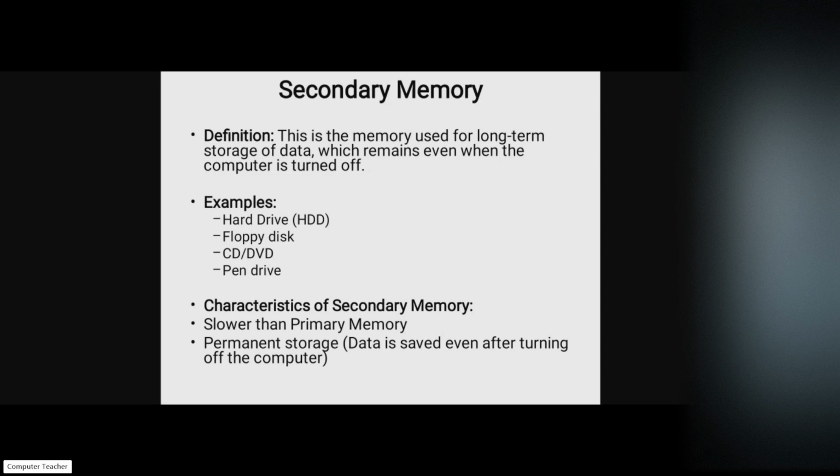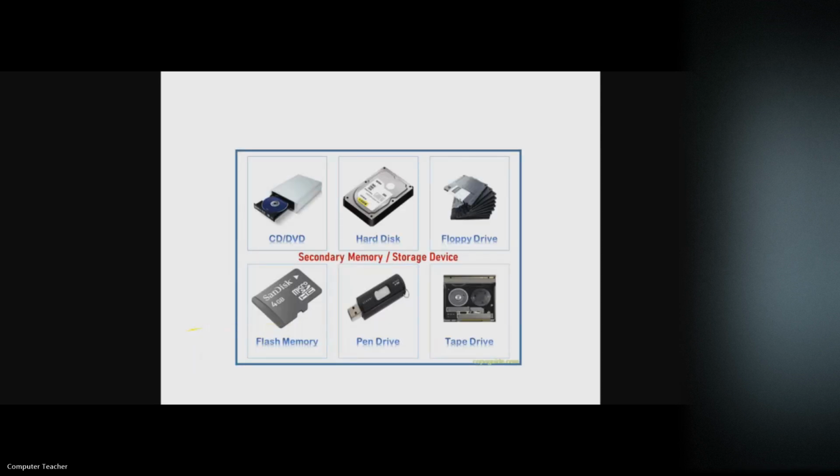The characteristics of secondary memory: it is slower than primary memory, and it is permanent storage. Okay, can we move on? Yes, ma'am. Fine. You may see the pictures over here. Secondary memory storage devices are here, like CD, hard disk, floppy disk, flash memory, pen drive, tape drive. You can see all these pictures and identify them. Shall I give you any time for this, or shall I move on?